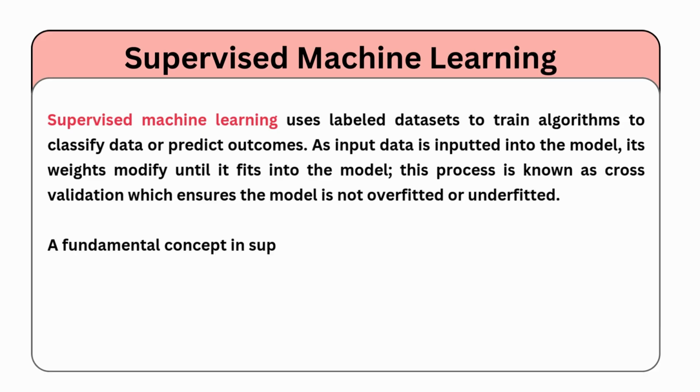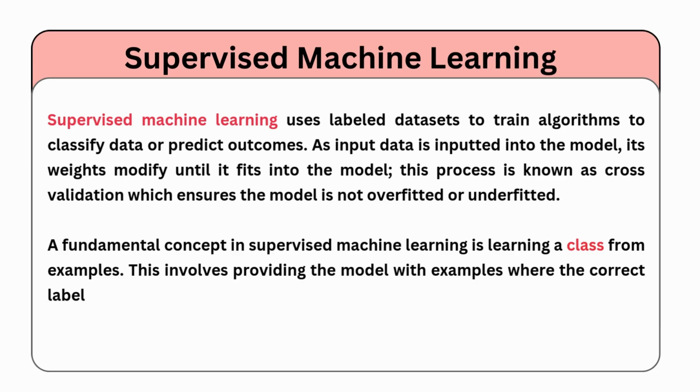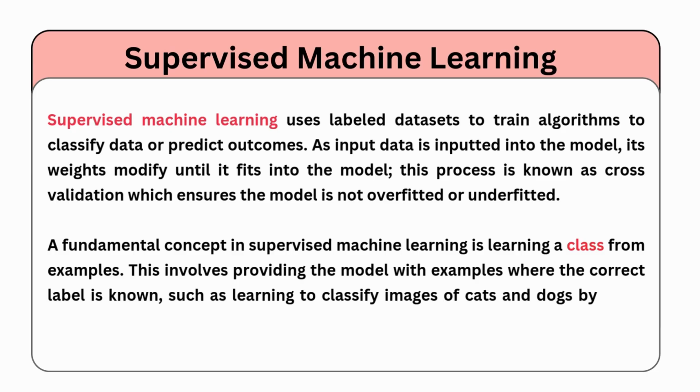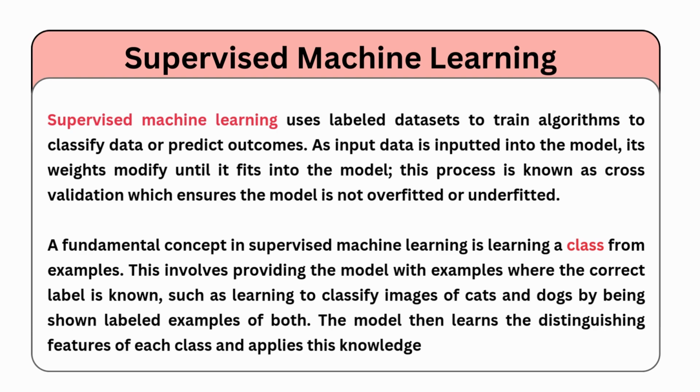A fundamental concept in supervised machine learning is learning a class from examples. This involves providing the model with examples where the correct label is known, such as learning to classify images of cats and dogs by being shown labeled examples of both. The model then learns the distinguishing features of each class and applies this knowledge to classify new images.